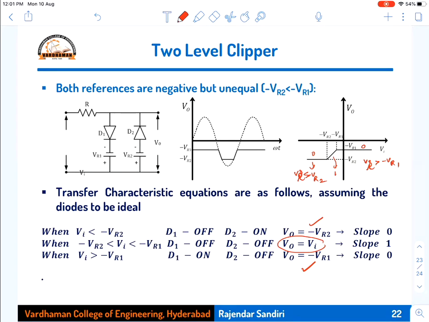But if you are using practical diodes, then the constant voltage model you have to take, and the cut-in voltages are also added to the reference voltages. So you will be having the output voltage not exactly equal to VR2 or VR1. It will be just added with some cut-in voltage, added or subtracted with cut-in voltage, depending upon the polarities of both the batteries. Okay. So that is about the ideal cases and practical cases.